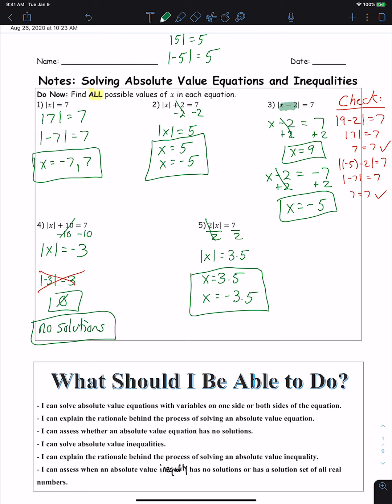What should I know by the end of the day? Well, I can solve absolute value equations with variables on one side or both sides of the equation. I can explain the rationale behind the process of solving an absolute value equation. I can assess whether an absolute value equation has no solutions. I can solve absolute value inequalities. I can explain the rationale behind the process of solving an absolute value inequality. And lastly, I can assess whether an absolute value inequality has no solutions or has a solution set of all real numbers. Let's go to the next page.